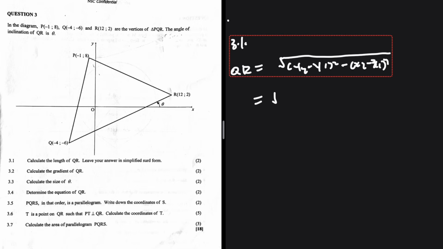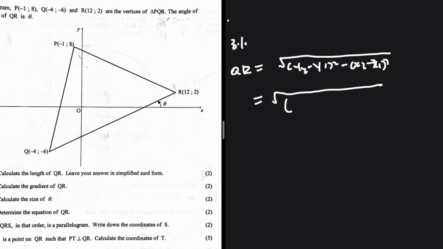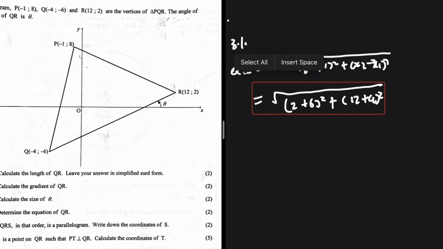Right, so QR will be equal to the square root of, what is y2? Let's take R as our second point. So y2 would be 2, and then y1 would be minus 6. So that would be 2 plus 6, squared. Plus x2, x2 would be 12, x1 would be minus 4. So 12 plus 4, squared. This is actually plus and not minus.